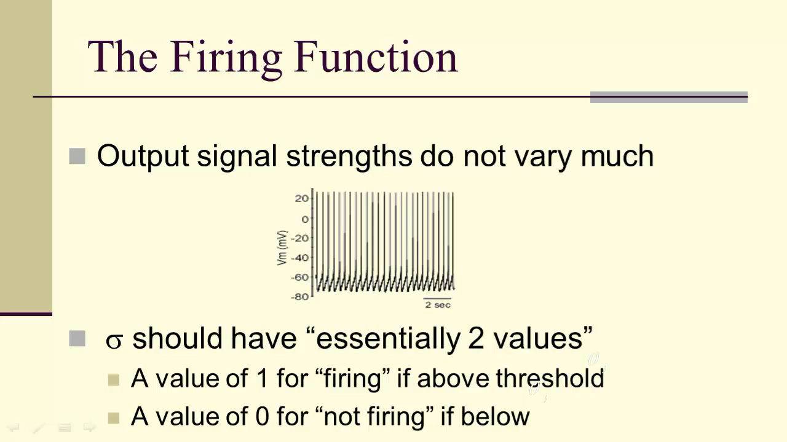Let's look at the firing function. Output signals do not vary much in strength or in amplitude. So here you can see a pulse train of action potentials. They're all about the same magnitude. So in some sense we can say that our firing function should have essentially two values. It should rise up to a maximum, and we're going to just call that 1, and it should descend to a minimum, which we're going to say is 0.